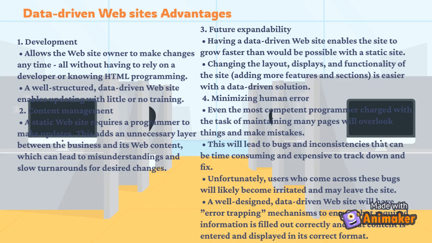Next is minimizing human error. Even the most competent programmer charged with the task of maintaining many pages will overlook things and make mistakes. This will lead to bugs and inconsistencies that can be time-consuming and expensive to track down and fix. Unfortunately, users who come across these bugs will likely become irritated and may leave the site. A well-designed, data-driven website will have error trapping mechanism to ensure that required information is filled out correctly and that content is entered and displayed in its correct formats.